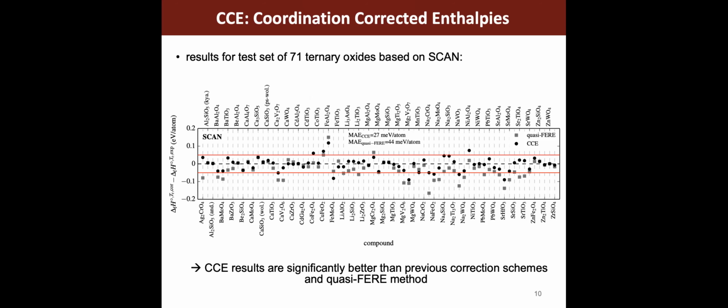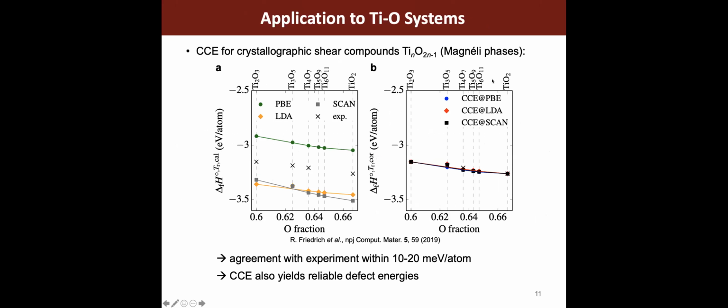And I would like to show a second example because Dr. Oses was showing a lot of convex hull phase diagrams. And we have here a section of the convex hull phase diagram of the titanium oxygen system, where the so-called Magnéli phases are plotted. So we have here the formation enthalpy in the composition range from 0.6 to 0.7 in oxygen fraction.